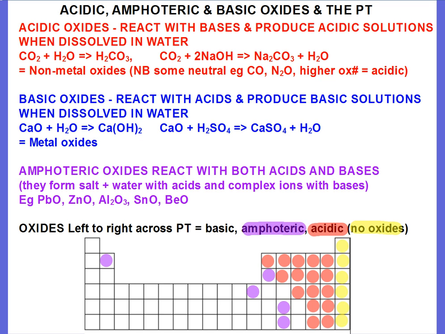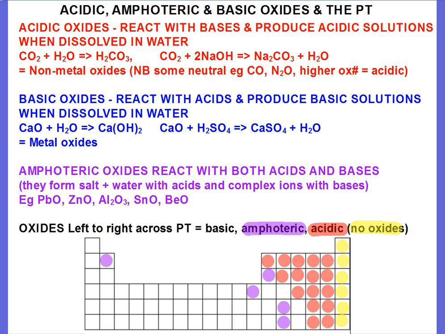Now, basic oxides, they're oxides that react with acids. They're also oxides that produce basic solutions when dissolved in water, and they're typically metal oxides, such as calcium oxide here. It reacts with water to produce calcium hydroxide, which is a base. It can also neutralize acids, such as sulfuric acid.